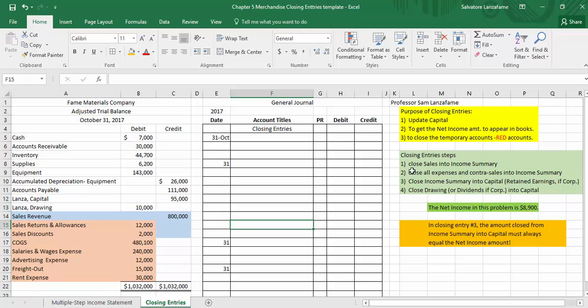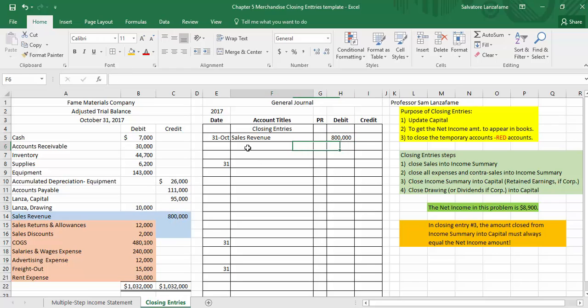The first closing entry, we're going to follow the little blue steps here to the right. We're going to close sales into income summary. Remember, when doing closing entries, think opposite. We want to shut things down. So we're going to do the opposite of what we normally do. So look at sales revenue. It has a credit balance of $800,000. In order to close it, we got to debit it. So we are going to debit sales revenue, and we're going to debit it for $800,000.